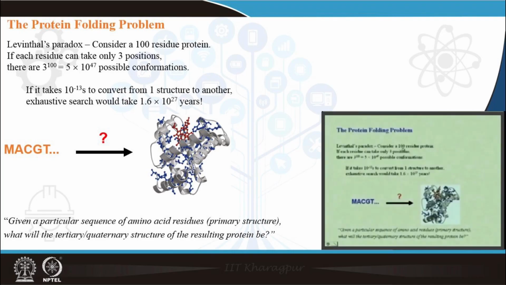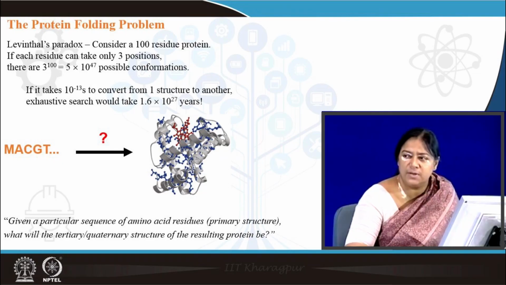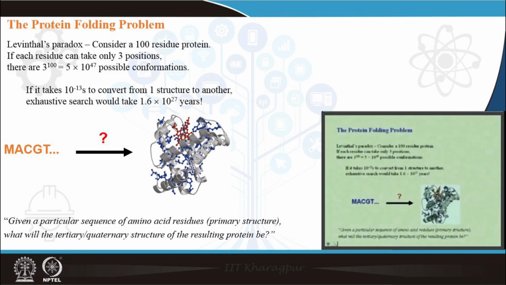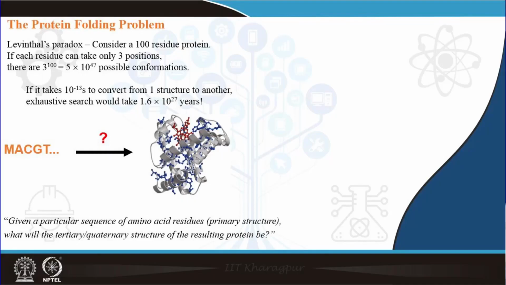Now, if we consider that each residue can take only 3 positions. What do I mean by that? You know that you can have rotations about the bonds that connect the amino acids together. So, it can actually take on many more positions, but if I consider that this 100 residue polypeptide chain can take on only 3 positions, then there are 3 to the 100 possible conformations for this polypeptide chain, which is about 10 to the 47 possible conformations.